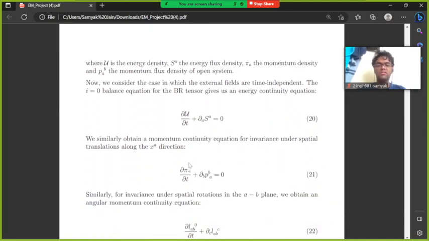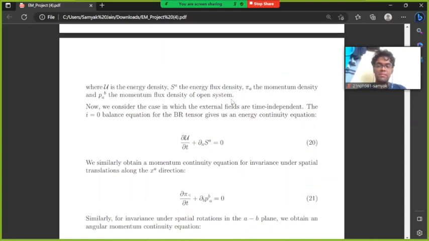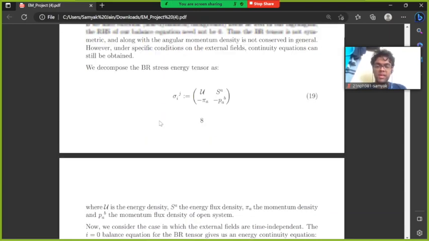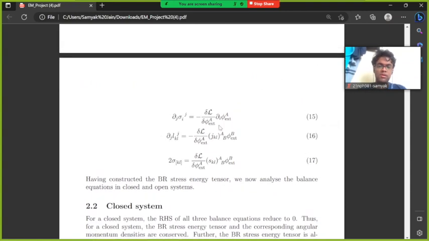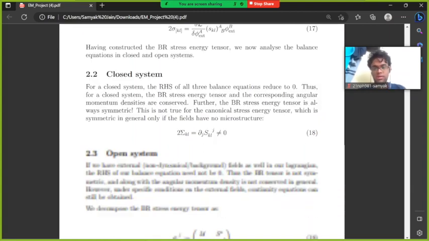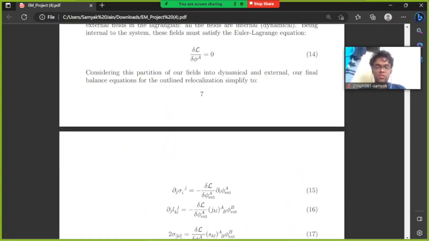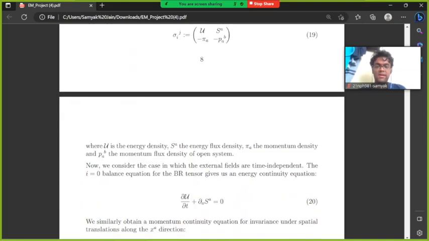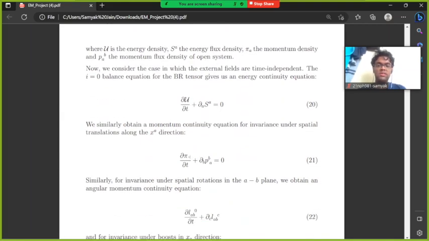First, we consider the case in which the external fields are time independent. If they're time independent, then we take the I equal to 0 component of equation number 15. Because of this term, del I phi A, if I take I equal to 0, the entire RHS vanishes, because by definition, del T phi A is 0. Hence, for I equal to 0, the RHS of this equation is 0, and we obtain an energy continuity equation defined by equation number 20.